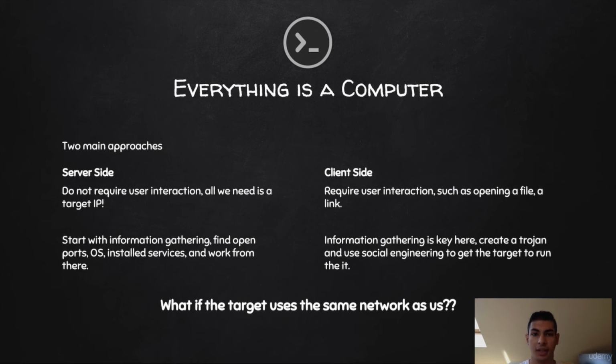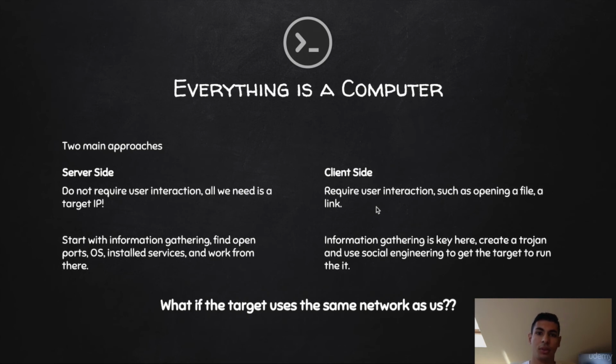So all we have is going to be an IP address, and we're going to see how we can test the security and gain access to that computer based on that IP. So our main way of getting in is going to be the operating system that the target runs and the applications installed on that system. The second approach that we're going to try is client-side attacks.